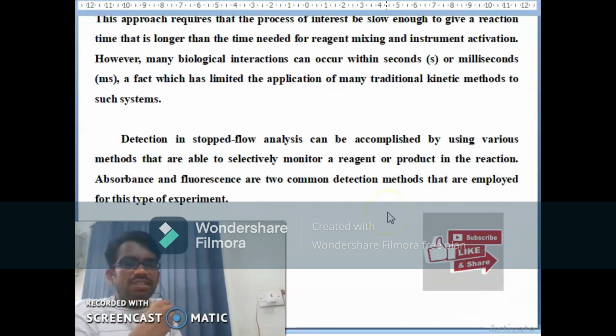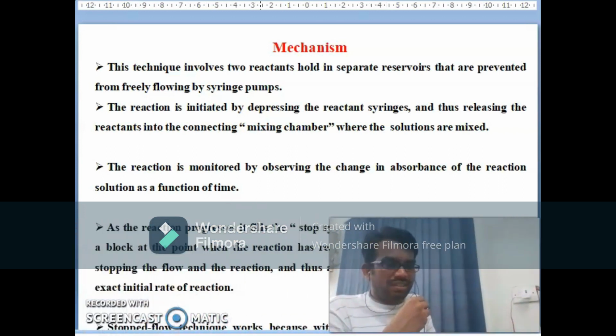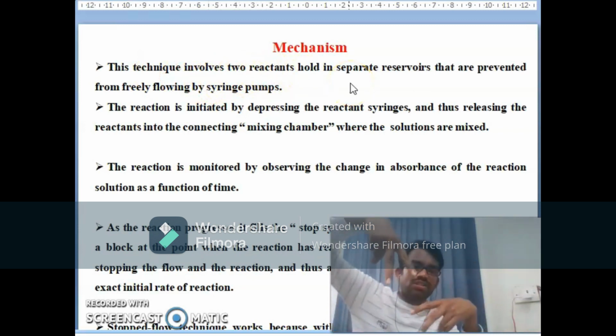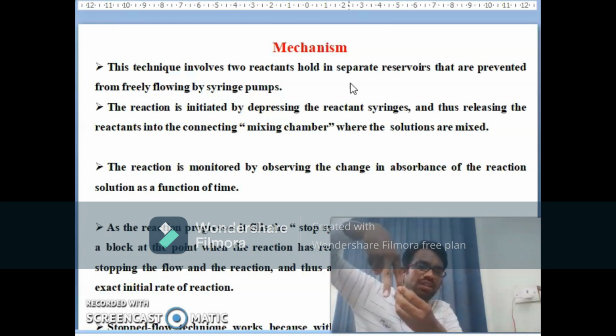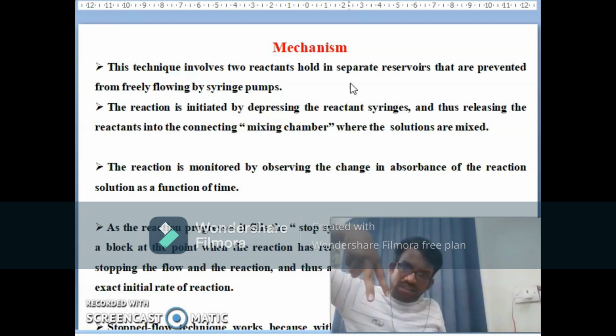You can see the next slide. What is the mechanism of stopped-flow techniques? These techniques involve two reactants held in separate reservoirs. This is one reservoir, and this is another reservoir. One holds solution A and the other solution B, held in syringes. You can load one sample here and the other sample B here. Then what happens?